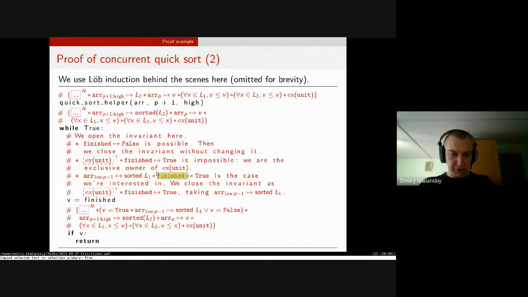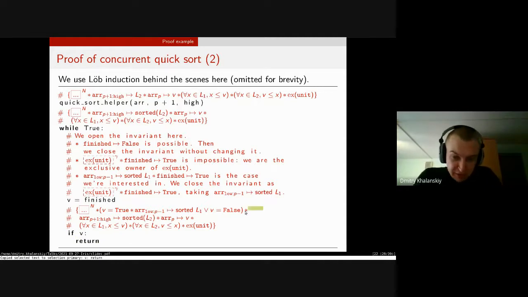And the possibility that we are interested in is that the forked off thread already wrote true to the finished variable and already placed the ownership of its part of the array into the invariant. In which case, we take out this thing and instead of it place our thing, closing the invariant with this possibility. If the finished value was read to be true, then we may safely return.